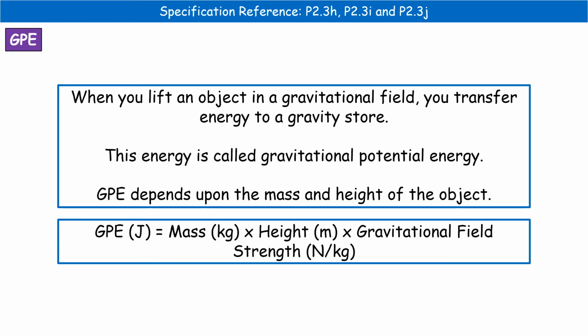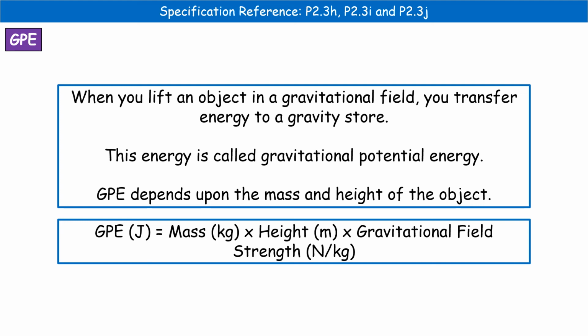Next section is gravitational potential energy then. Hopefully we do know that when we lift an object within a gravitational field, we are transferring energy to the gravity store. So this is then referred to as the gravitational potential energy of that object. Two things that are going to determine our GPE, the mass and the height. So we can put that together into our nice little formula found on the formula sheet, of course.